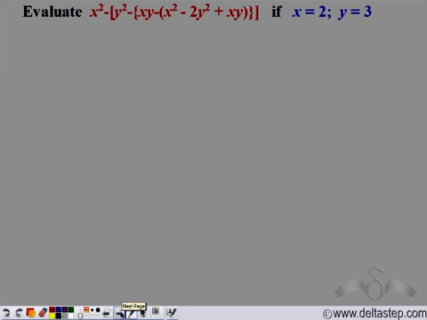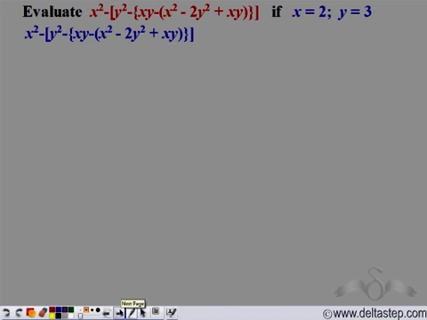Now evaluate this expression when x is equal to 2 and y is equal to 3. Now there are two ways of evaluating this expression. First is by substituting the values of x and y in the entire expression and then calculating it like we have been doing till now. Second is by simplifying this expression in terms of x and y, and then when we have the simplified form, then we substitute the values of x and y. Let us solve by both the methods and see which one is better.